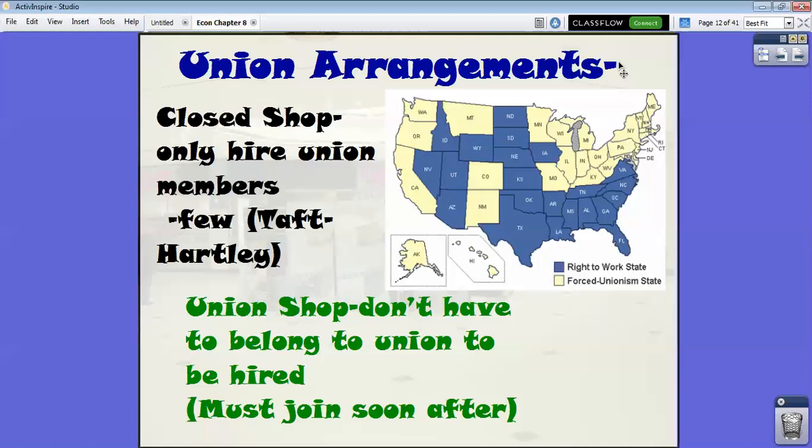The second type of arrangement is a union shop. When you have a union shop, in order to get the job with the company, you don't have to belong to the union initially, but they do set a time period where you must join the union after you've been employed for a set amount of time. So it might be, for example, a 3-month probationary period, and during that probationary period you don't have to join the union, but when that probationary period ends, they may make you join the union if you want to be able to keep your job. So that would be our second type, union shop.